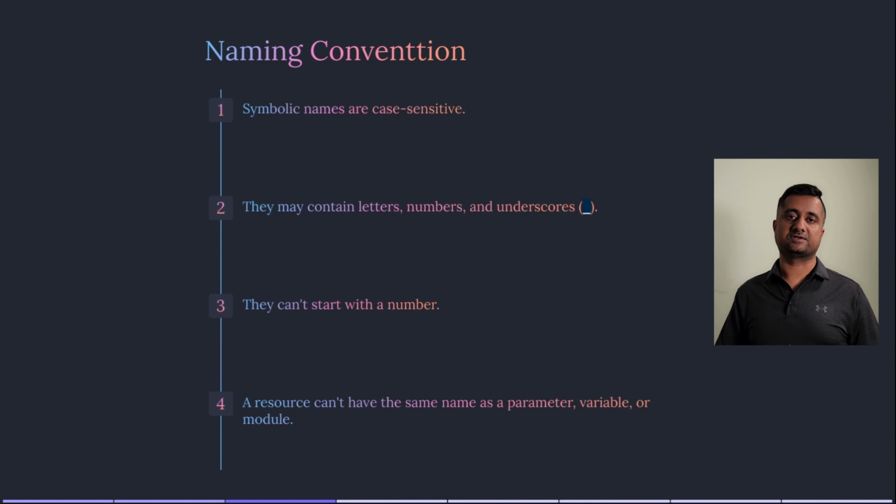The naming conventions are very case sensitive. And then the second one, it can contain letters, numbers, underscores. It cannot start with a number, and you cannot have the same name as a parameter, variable, or a module. So you cannot share the same name between these three, because parameter, variable, and modules are three different things.